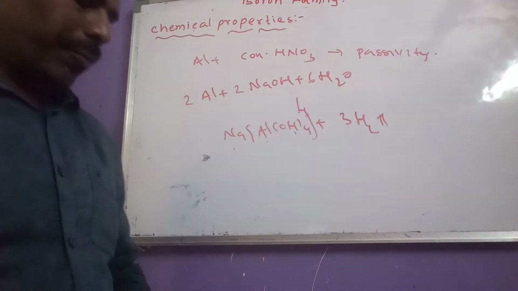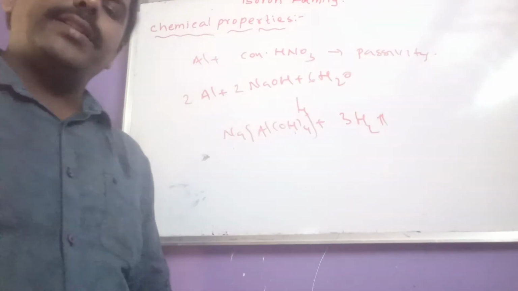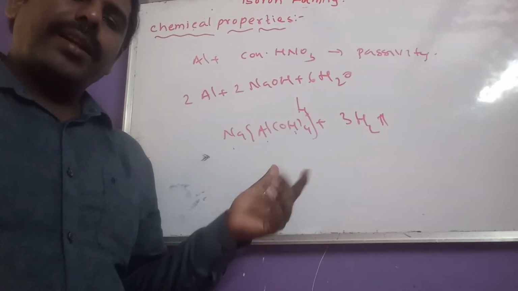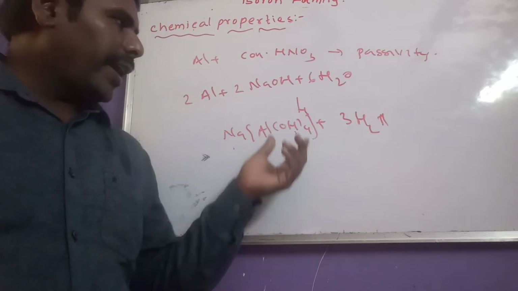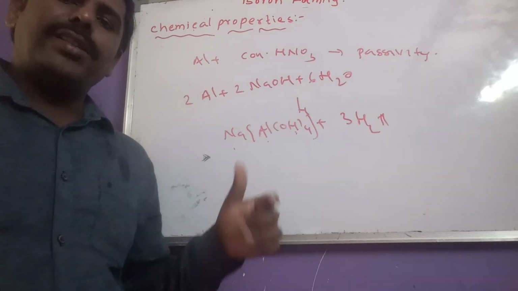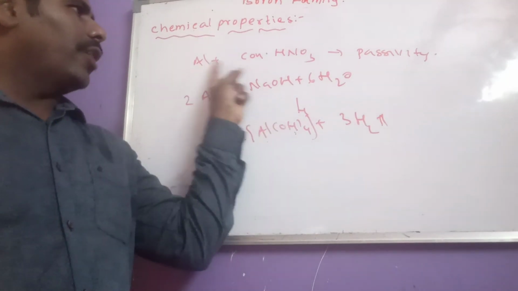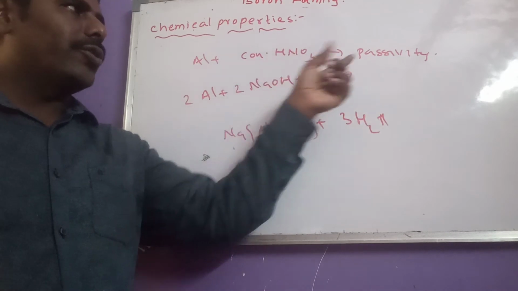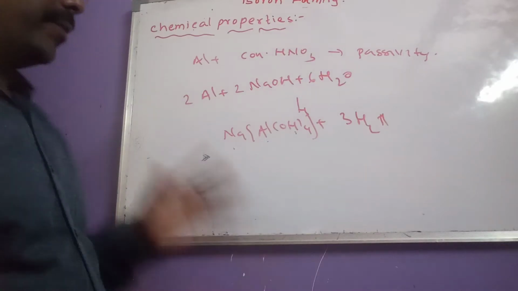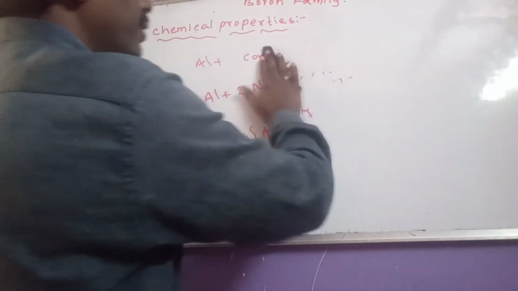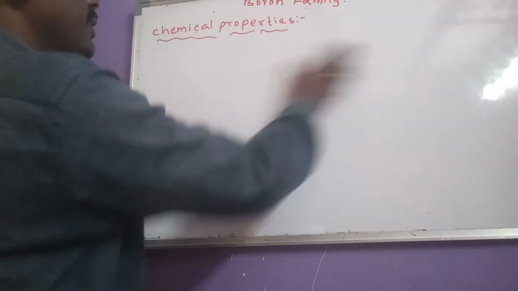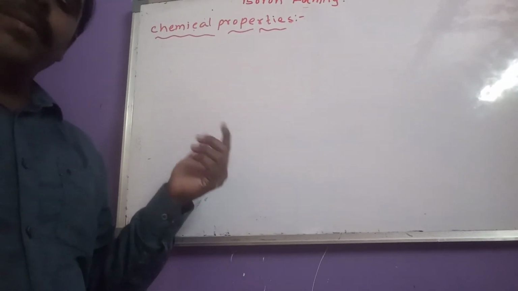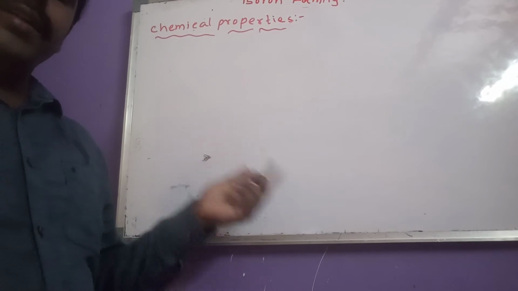So boron does not react with acids and bases, but aluminium reacts with an acid like HCl and with a base like NaOH to liberate hydrogen gas. And we have to remember this: aluminium with concentrated HNO3 enters the passive state, that means it becomes passive after some reaction with concentrated HNO3. So this is the reaction of the third A group elements with alkalis and acids.